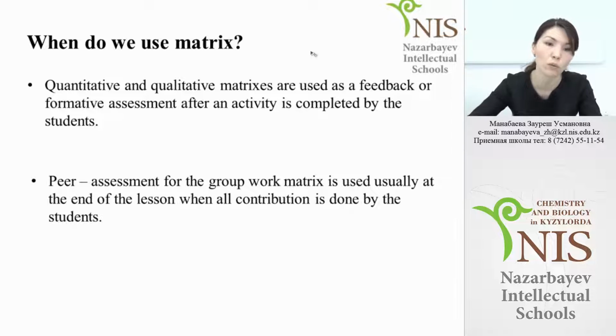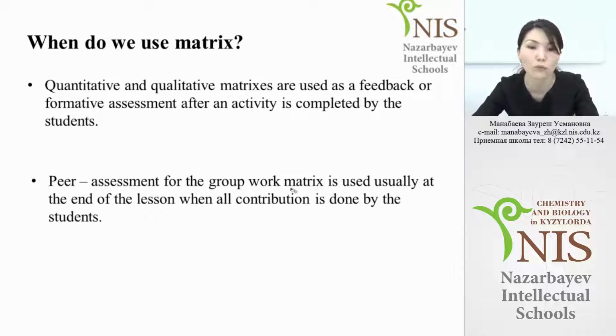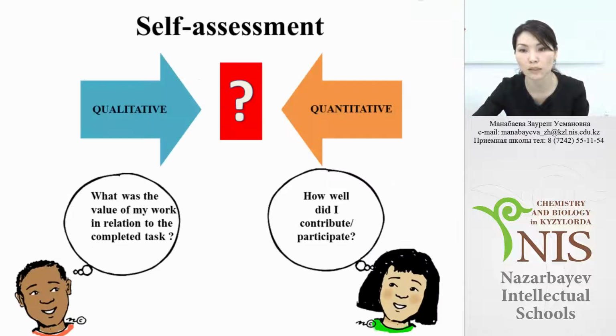I call the previous matrix the matrix of interrelationship of students. So it can be used at the end of the lesson when all contribution is done by the students and all work has been completed. Self-assessment can also be qualitative and quantitative, where the students consider these kinds of questions. They ask themselves, what was the value of my work in relation to the completed task? How well did I contribute or participate?